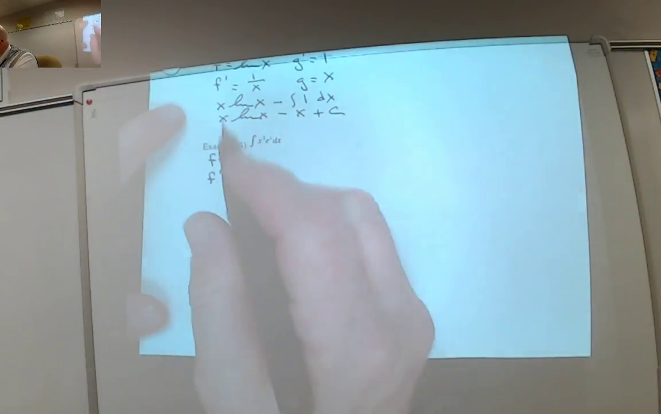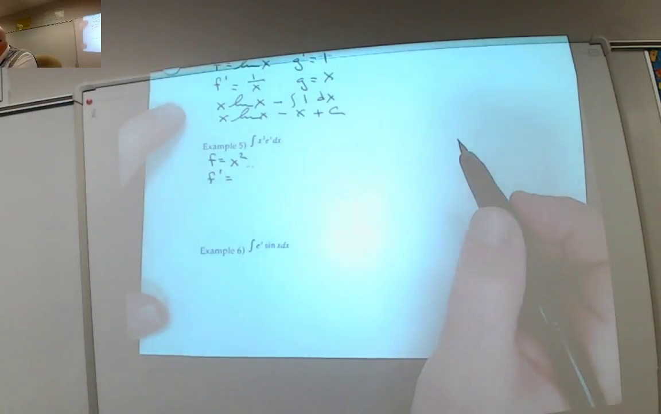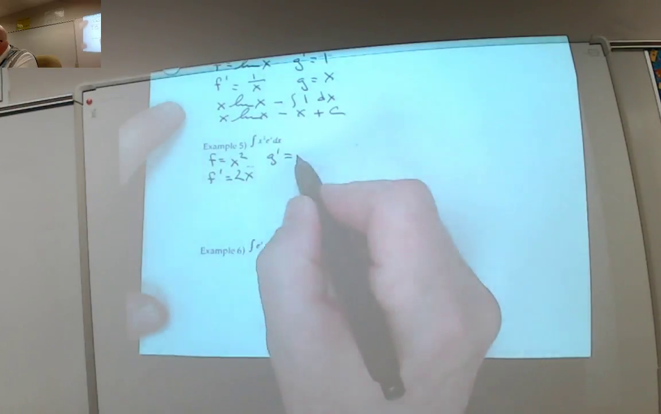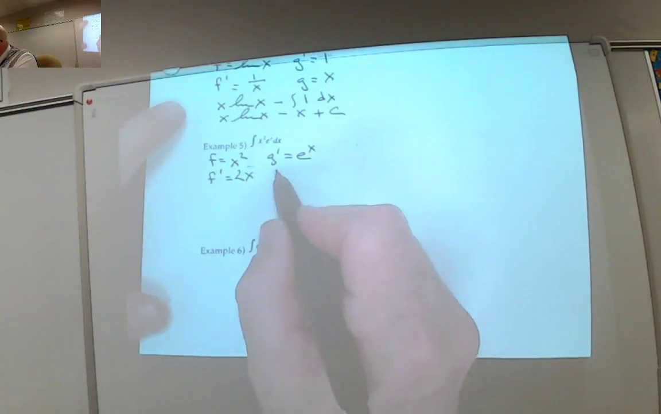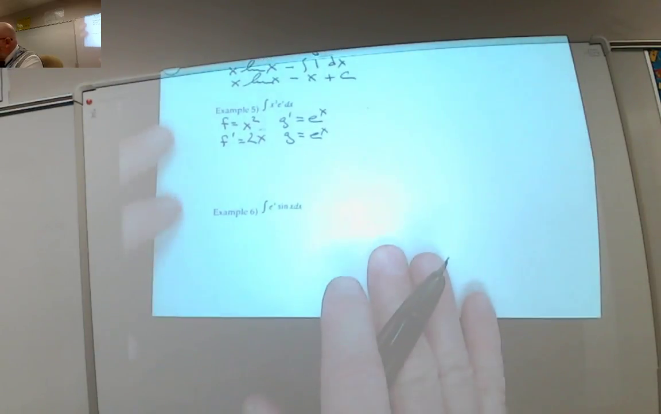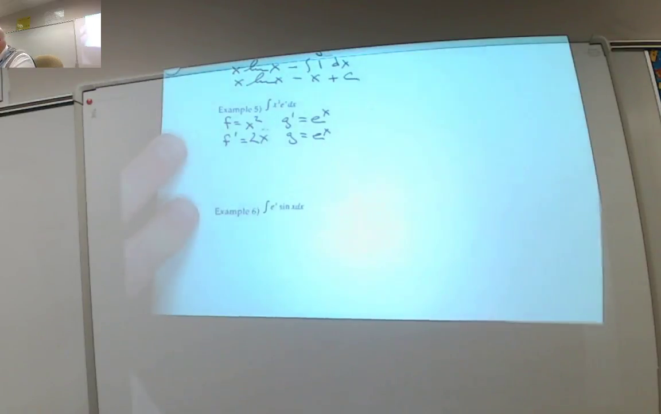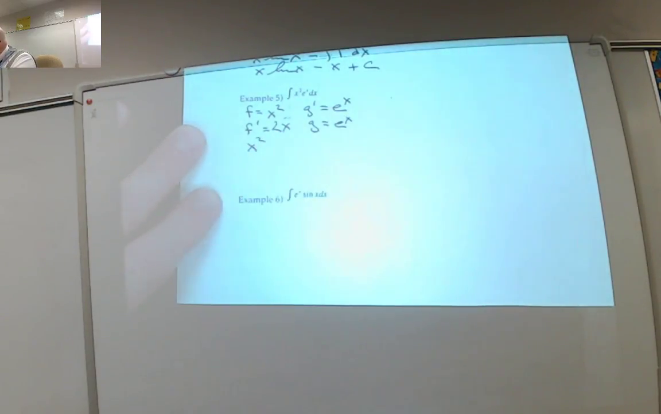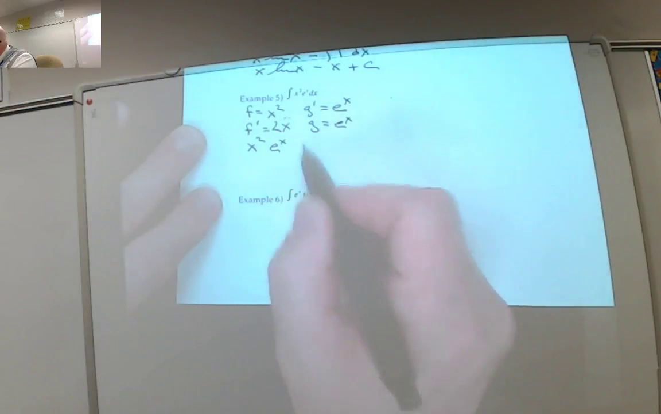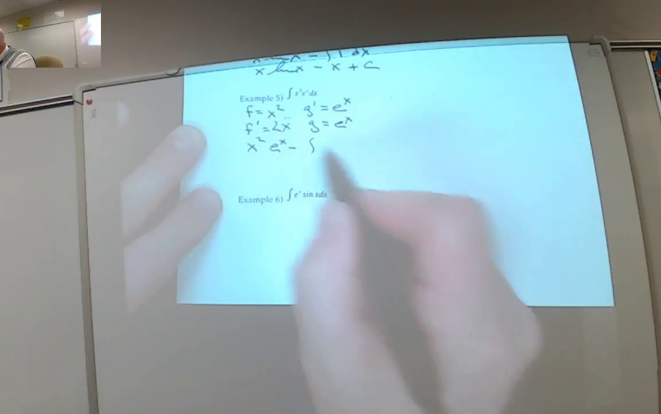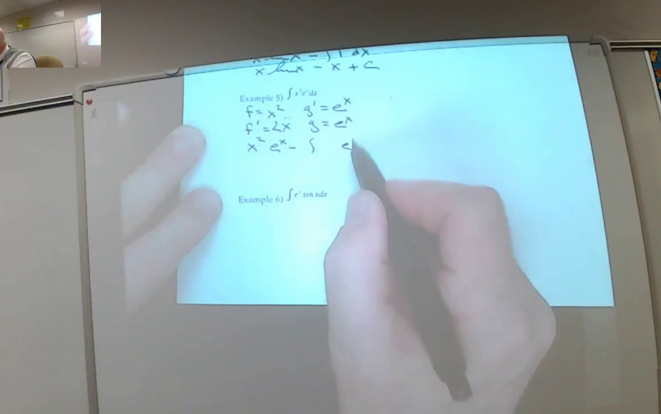So what's the derivative here? 2x. So g prime is e to the x. Would you agree? What's g? E to the x. Okay, so how am I starting this then? X squared times e to the x. Minus what? Integral of e to the x times 2x.